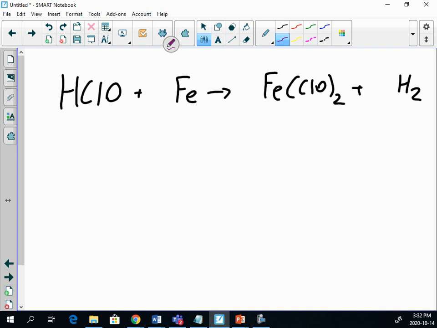Balancing here is pretty straightforward. I need 2 of the hypochlorites, because I have 2 of the hypochlorites here, and then everything else actually balances just fine. 2 hydrogen, 2 hydrogen, 1 iron, 1. So at that point, I am done and happy. All right, on to the next guy.